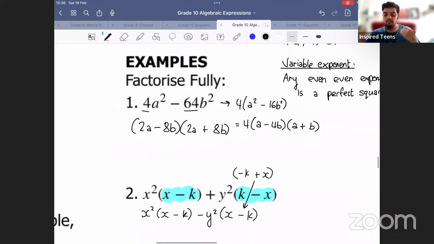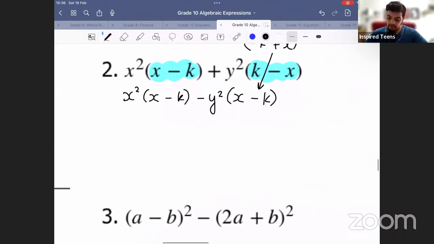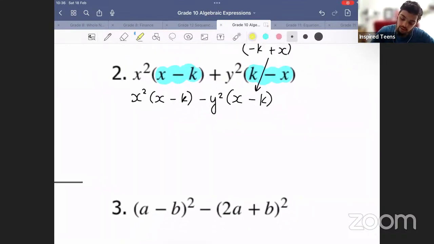Yes, correct. Okay, let's move on. But yes, that is correct. Let's finish this example. Thank you for that, whichever student that was.